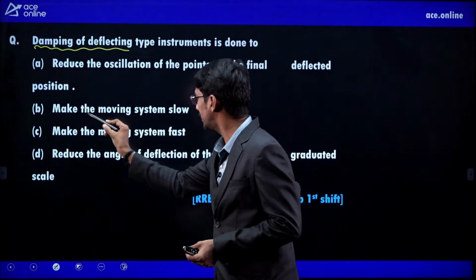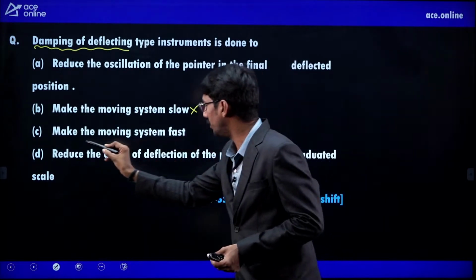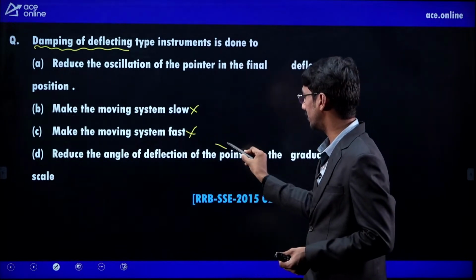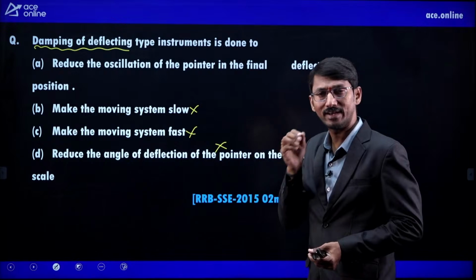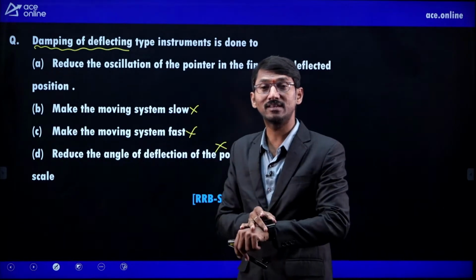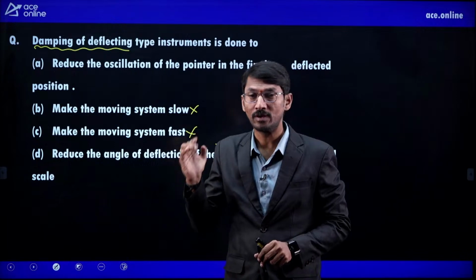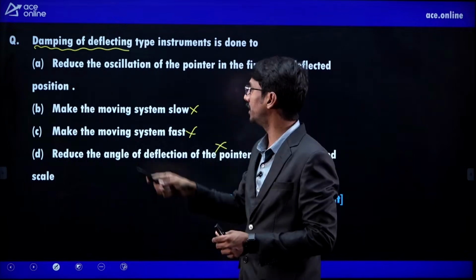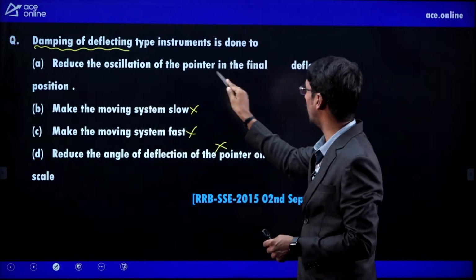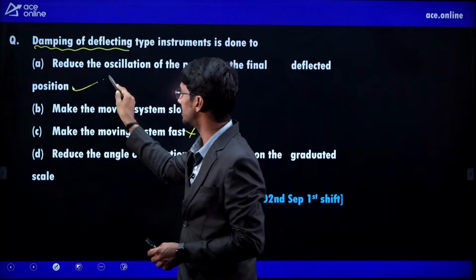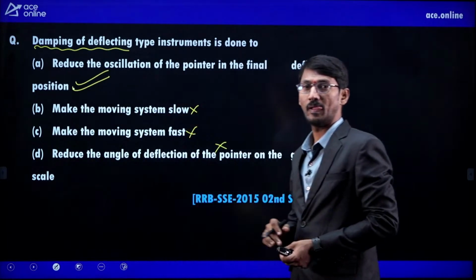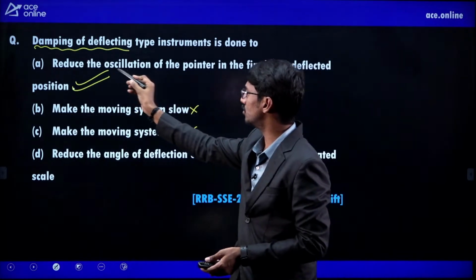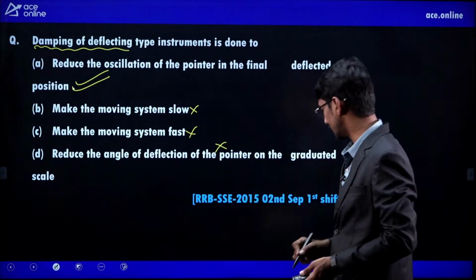See, make the moving system slow? No. Make the moving system fast? No. Reduce the angle of deflection of the pointer? Not at all. The definition of damping torque: it is the torque developed in the instrument to stop oscillations of the pointer at the final position. So simply reduce the oscillation of the pointer in the final deflected position. Yes, this is correct. Clear? So oscillations must be nullified. That is the point he has given, reduce the oscillation. Right? Next one.